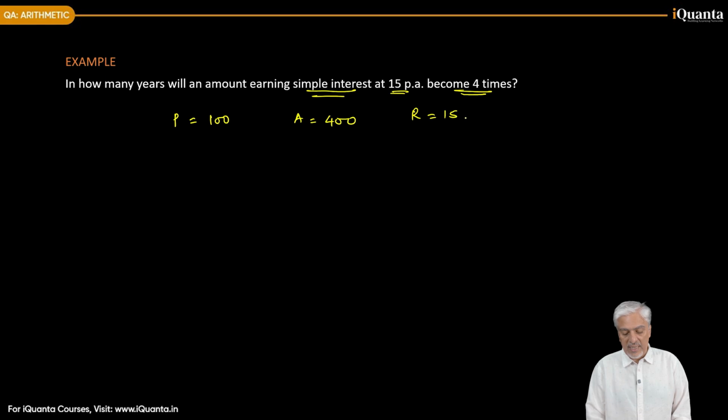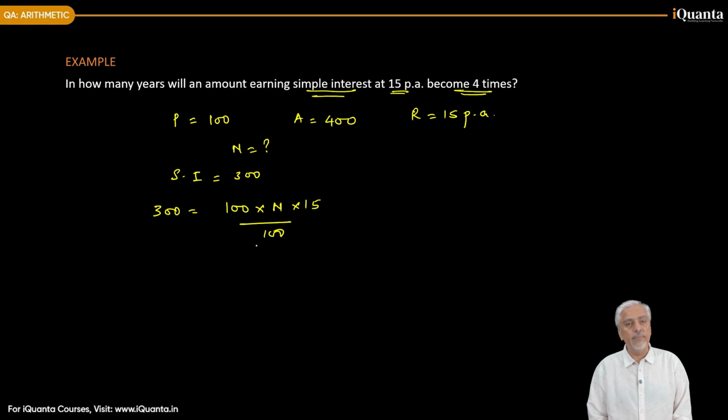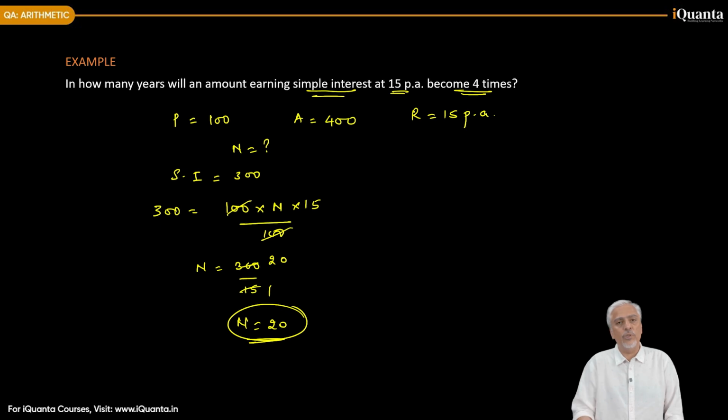Rate given is 15% per annum. And we want to find the number of years. First of all, I can easily get the simple interest. I can get simple interest as amount minus principal. So simple interest will become 300. And then use the simple interest formula. Simple interest is equal to P into N, which I don't know, into R, which is 15 upon 100. 100 cut. So N becomes 300 upon 15, which is 20. So it will take 20 years for the amount to become 4 times.